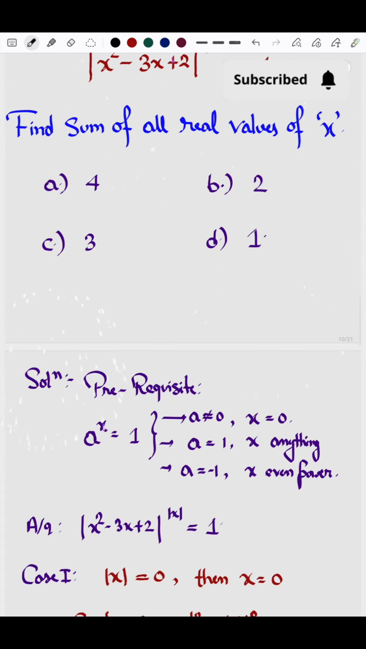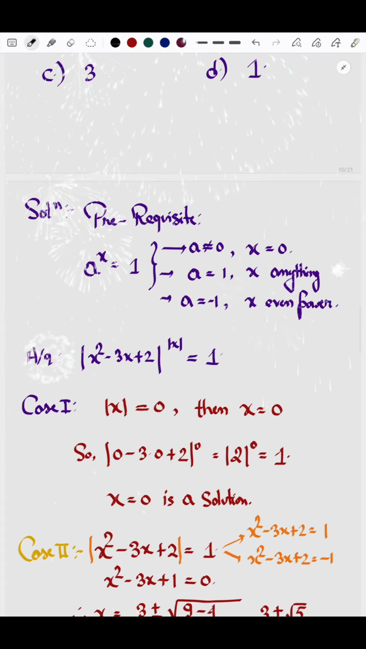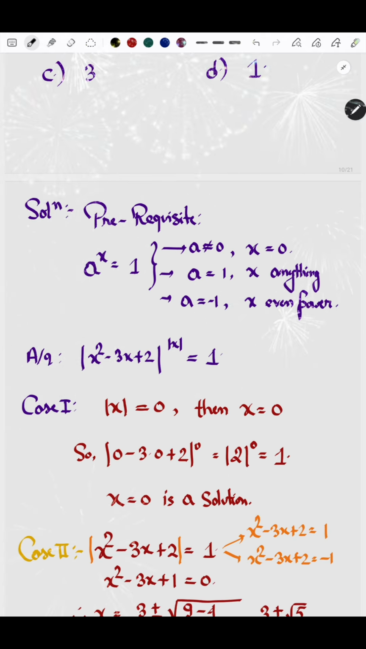Here, what are the prerequisites that you need to understand? a to the power x is equal to 1. What are the conditions when it can hold? First, a is not equal to 0 and x equal to 0. Then in that case, we can say that a to the power x is equal to 1. For example, 2 raised to 0 is 1.